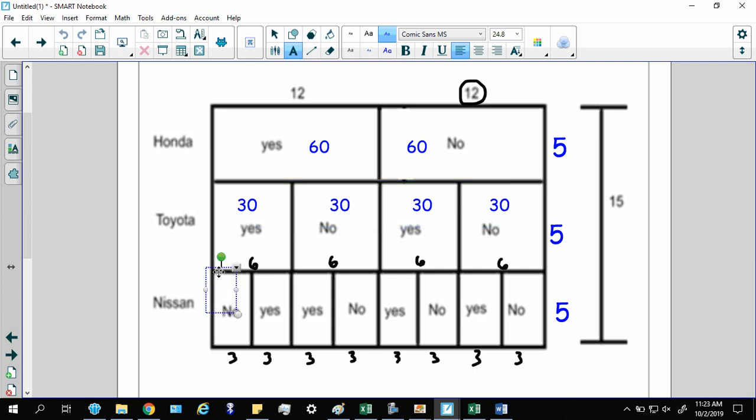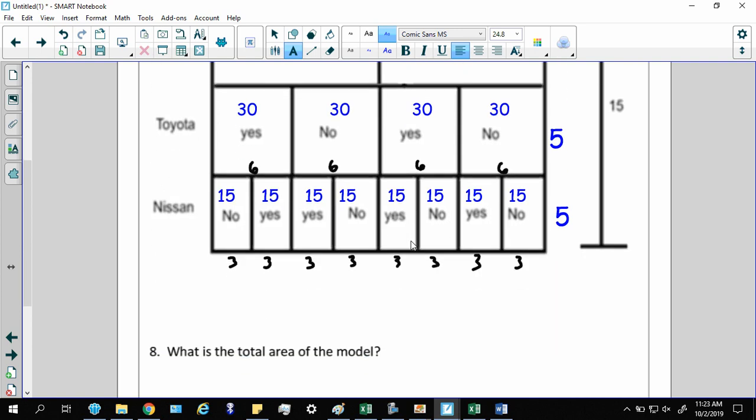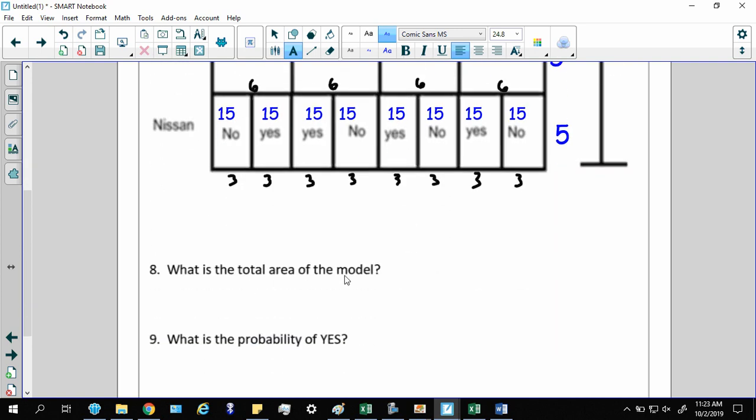Now what's nice about all these is that they're all the exact same. So this would be an area of 15, 15, 15, 15, 15, 15, 15, and 15. All right, so those are all my areas. And then what is the total area of the model?